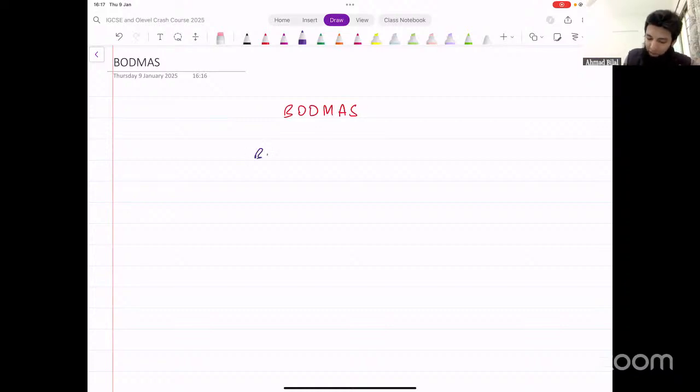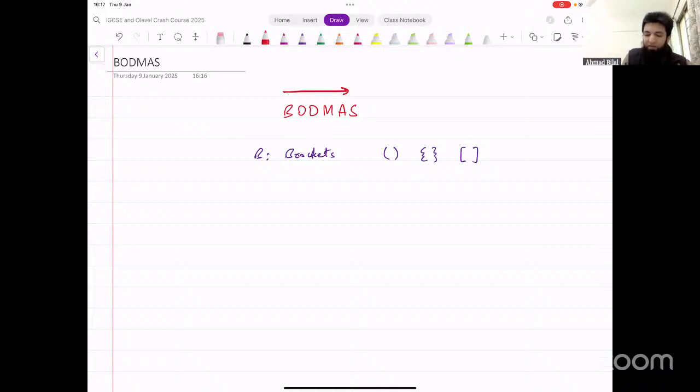First of all, B is for brackets. And you can have different types of brackets. You can have the round brackets, curly brackets, square brackets, right? Now, you have to make sure that you start with the innermost brackets. Whatever is the innermost bracket, you evaluate that first, and then the bracket outside that, and then the bracket outside that. So this has the highest priority. The priority is in this direction.